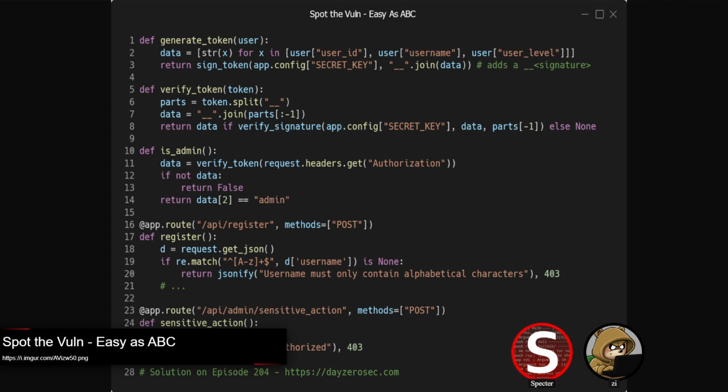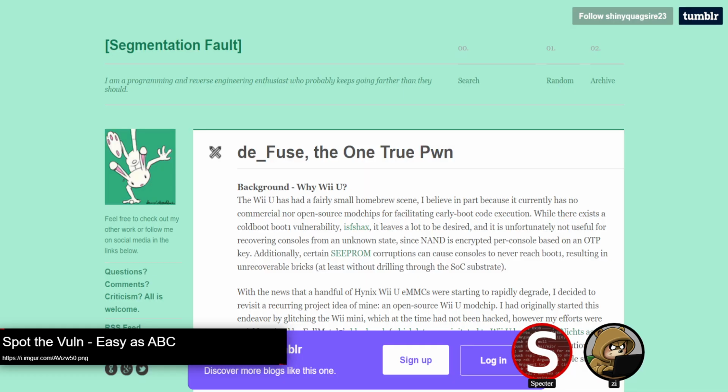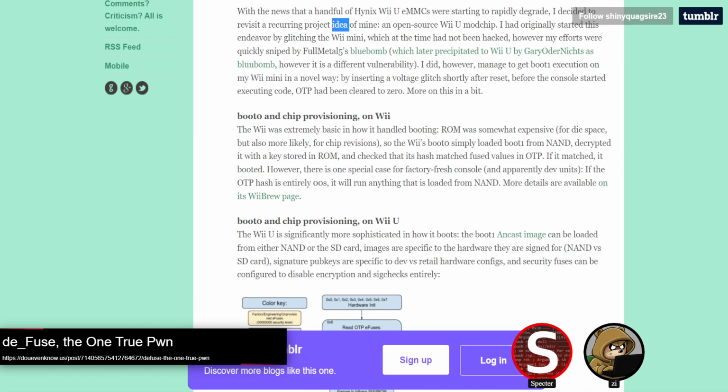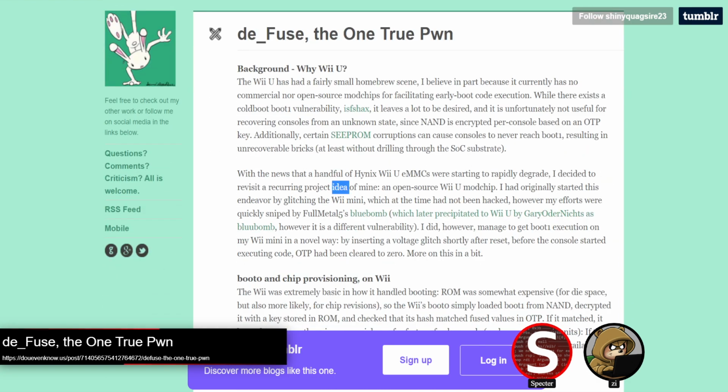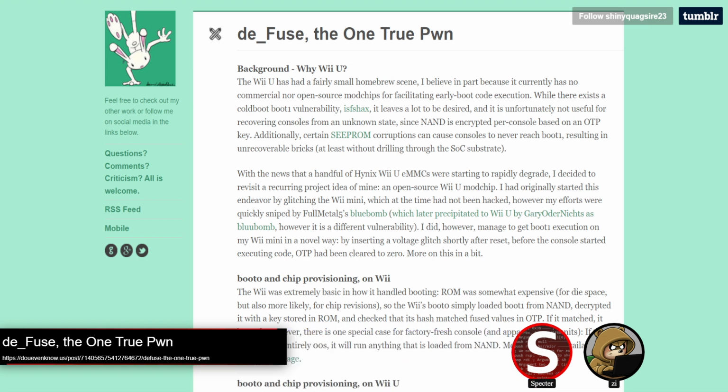All right, so getting into topics, kicking off with a fun one, we have Shiny Quagsire's post on glitching the Wii U via OTP fuse contents. So this is a little bit more on the hardware side than what we typically cover. That said, I also really like this area of research, and so I still wanted to talk about it. And console hacking is always fun to talk about.